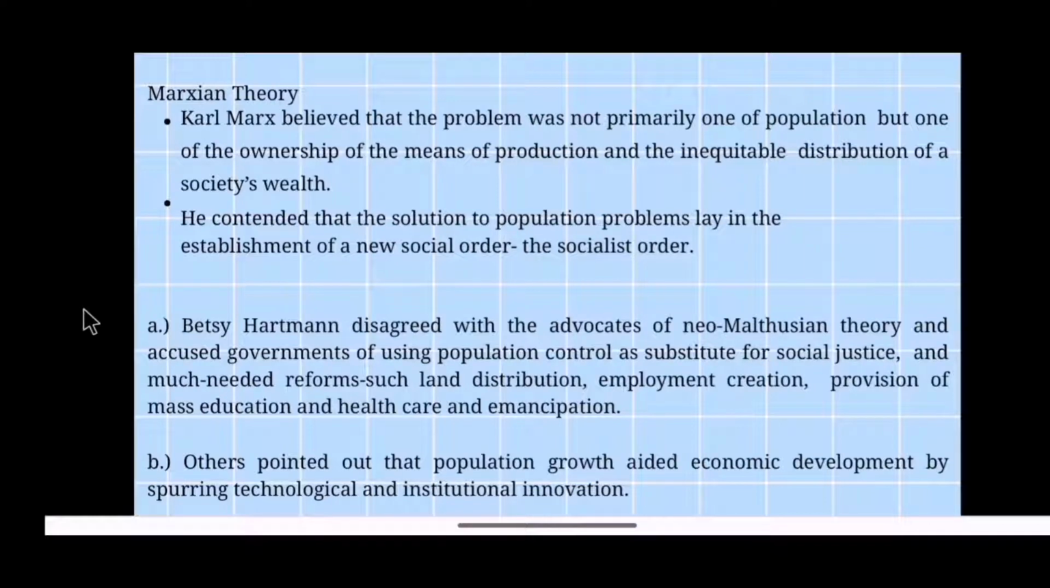He also contended that the solution to population problem lay in the establishment of a new social order or the socialist order. And as the year goes by, Betsy Hartman is the one who disagrees with the advocates of neo-Malthusian theory and accused governments of using population control as a substitute for social justice and much needed reforms such as land distribution, employment creation, provision of mass education and healthcare and emancipation.